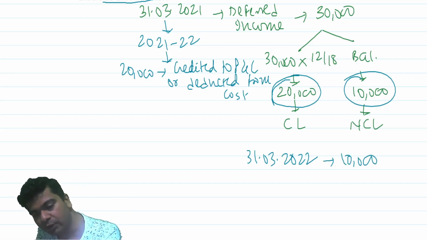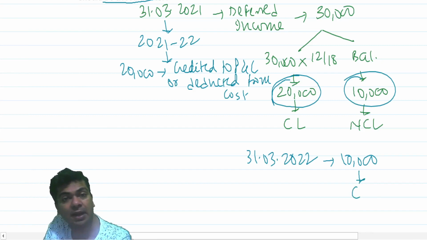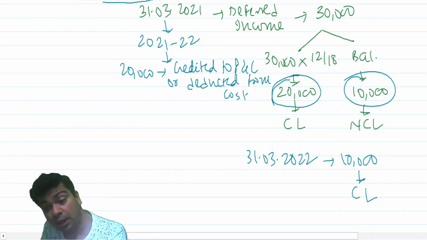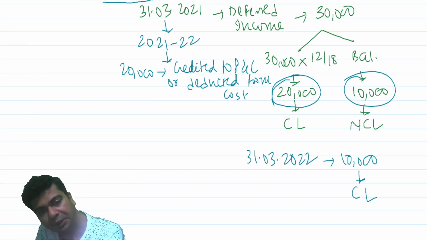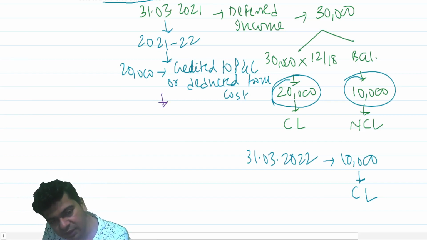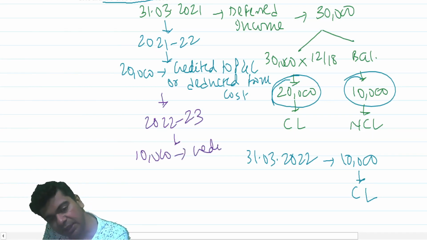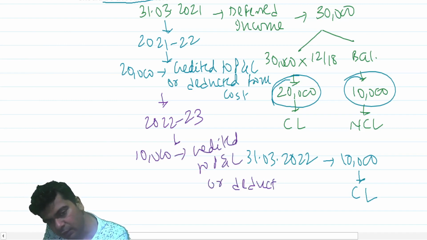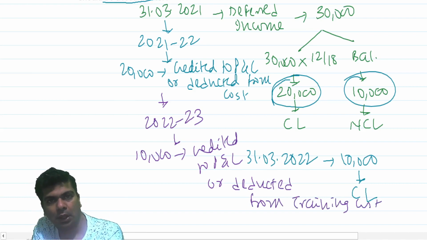I hope you are getting my point, right? Since this 10,000 will be reversing in the next 12 months, it will no longer be shown as a non-current liability. Now it will be shown as a current liability. And in the next year again, we are taking the next year, 22-23. In that year, this 10,000 will be credited to profit and loss or deducted from training costs, right? Any one approach can be followed. I hope you are comfortable.